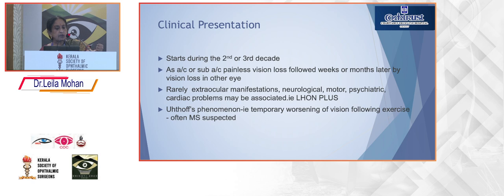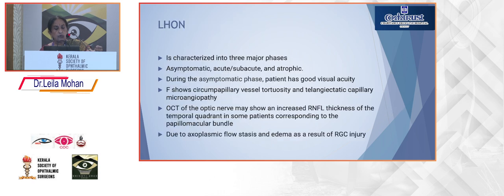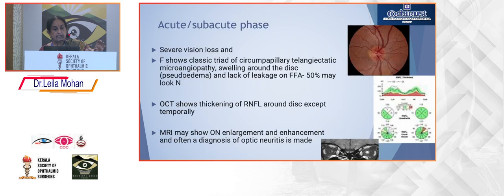It starts during the second or third decade with an acute or subacute painless vision loss, followed weeks later by the other eye also getting involved, and rarely other extraocular manifestations, which is called LHON plus, can be there. Like in optic neuritis, Uthoff's phenomenon may be there, and so optic neuritis is diagnosed. It is characterized by three major phases: the asymptomatic phase with some fundus picture showing circumpapillary vessel tortuosity and telangiectatic capillary microangiopathy, and OCT may show edema of the disc due to axoplasmic flow stasis, and the papillomacular bundle area may show some thickening.